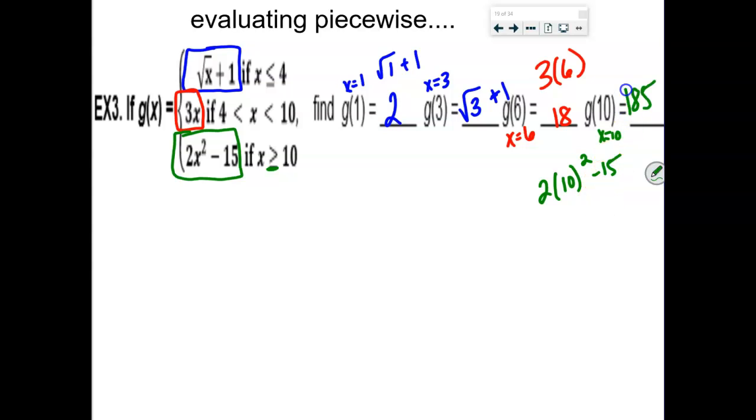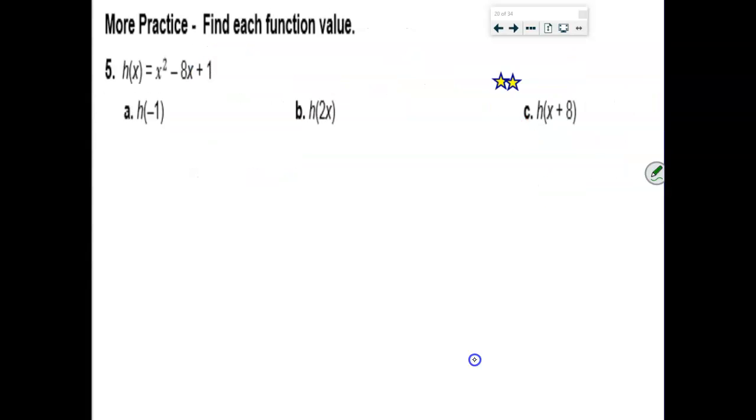Thank you. So evaluating piecewise is as far as we're going to take it today for piecewise functions. We will be graphing, but save that for next week. Or after. It's actually after next week.